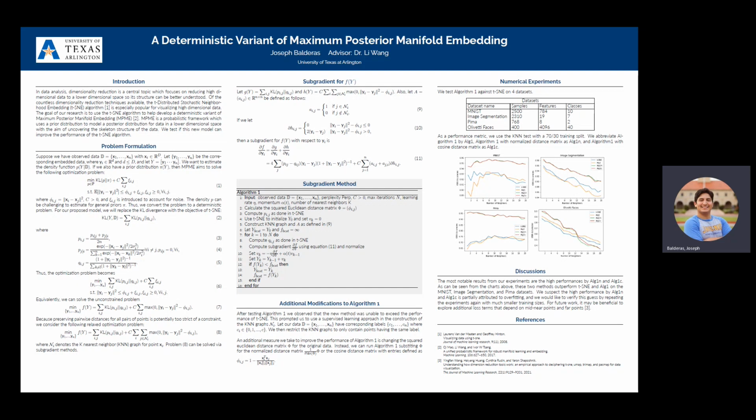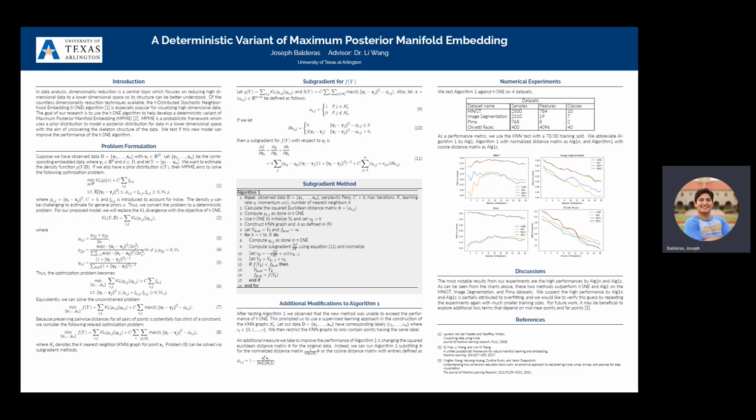So there are some additional modifications to algorithm 1 that we want to make. So after testing algorithm 1, we observed that the new method was unable to exceed the performance of the t-SNE algorithm. This prompted us to use a supervised learning approach in the construction of the K-NN graphs N sub i. So if we have data with labels C1 through Cn, then we can restrict the K-NN graphs to only contain points having the same labels.